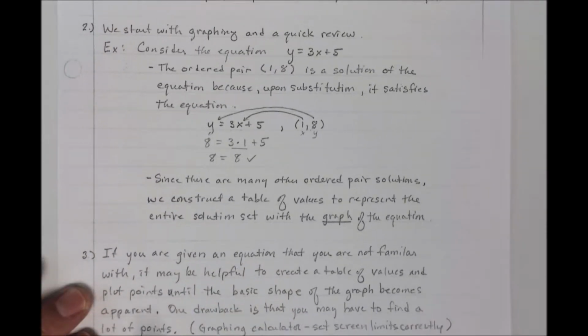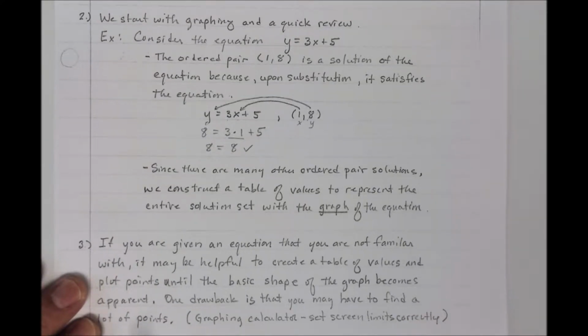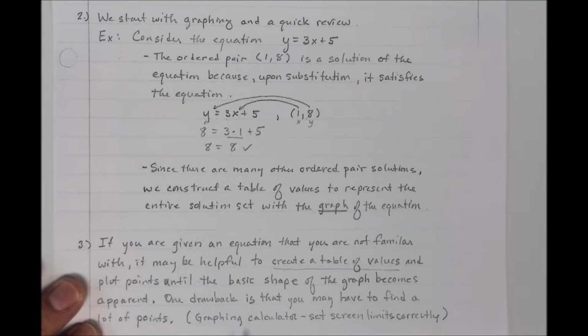All right. Now, if you're given an equation that maybe you're not so familiar with, it says to create a table of values, you may have to plot a lot of points until you can get what the basic shape is. Now, the one drawback to graphing this way, of course, with an equation that you're unfamiliar with, is that you may have to graph a lot of points. So you could use a graphing calculator to kind of get a rough idea of what's going on, but don't just try to copy the image on your graphing calculator and put that down. If I ask you to do a graph, I expect you to plot points and I expect you to be able to come up with as accurate a sketch as possible.